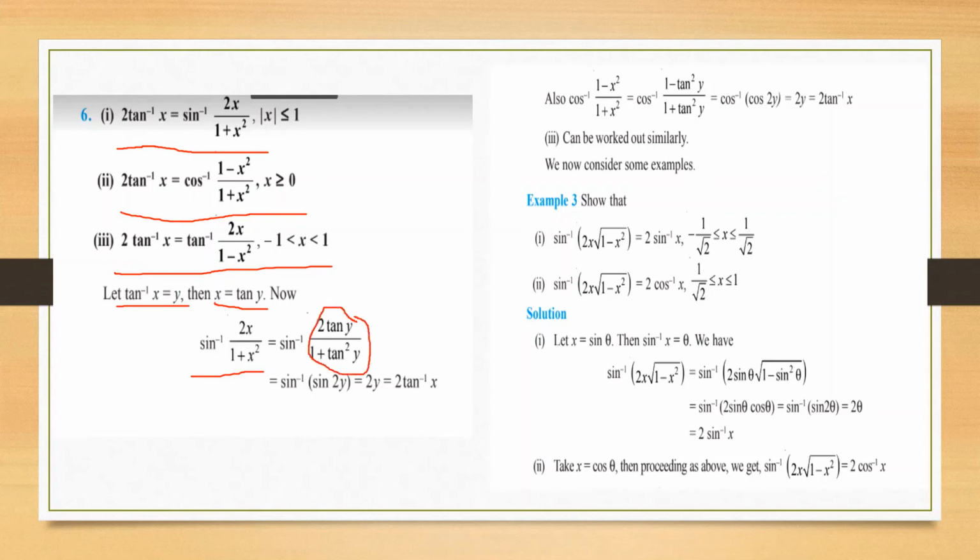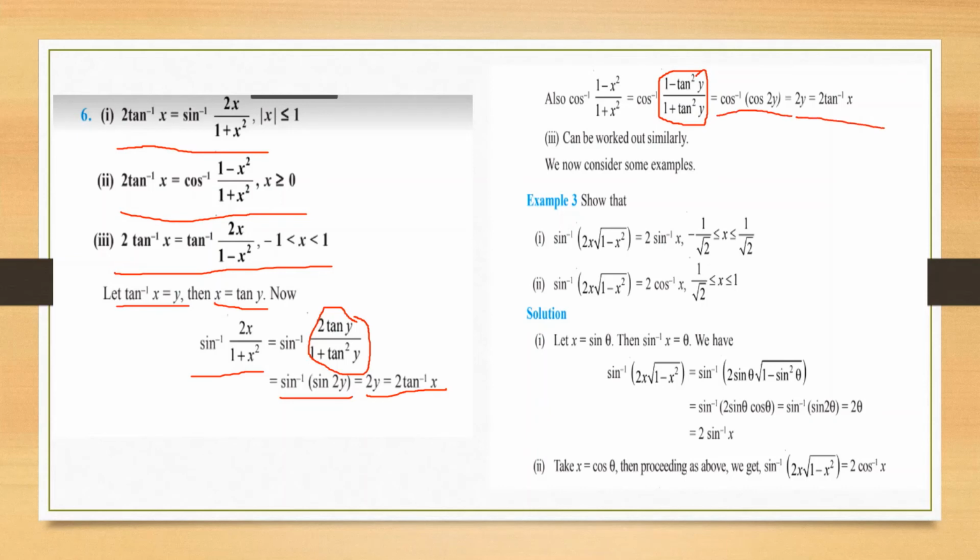Also cos inverse (1 minus x square) upon (1 plus x square) will be cos inverse (1 minus tan square y) upon (1 plus tan square y) with the same substitution. And you know very well that this is the formula for cos 2y. So cos inverse cos 2y will be 2y, which is equal to 2 tan inverse x. And the third problem can also be worked out similarly.